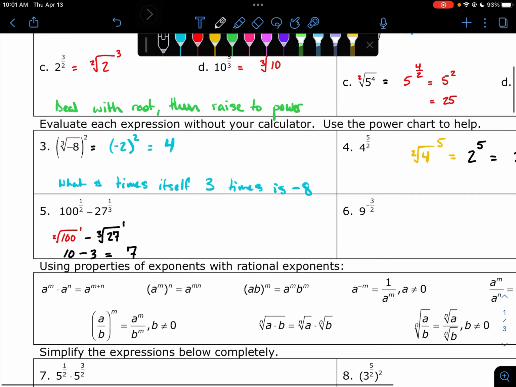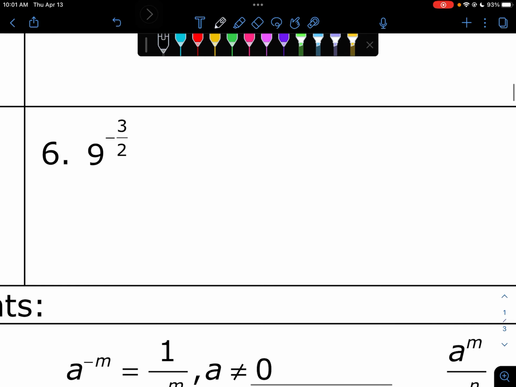All right. Let's take a look here. Interesting thing is that there's a negative. Do you think that this is going to just be -9 to the 3/2? It is actually not going to be that, because when we have a negative exponent, all that's telling me to do is to take a reciprocal. So really, this brings it down to the denominator, and then we can evaluate.